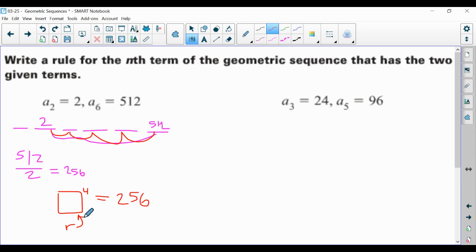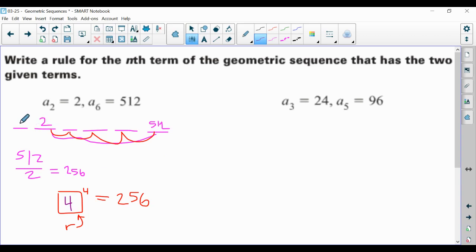Let's see if I can take the 4th root of 256. It tells me 4. So 4 is the number that I'm multiplying by itself 4 times to get 256. If I multiply 2 times 4, it gives me 8. 8 times 4 is 32, and so on. If I keep that pattern, it's going to get me to 512. So I know that my r is 4.